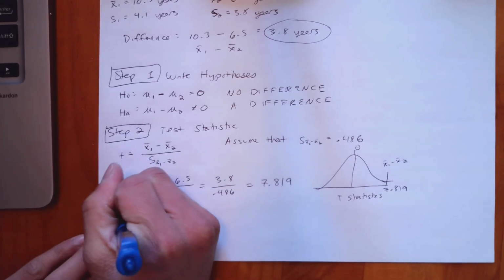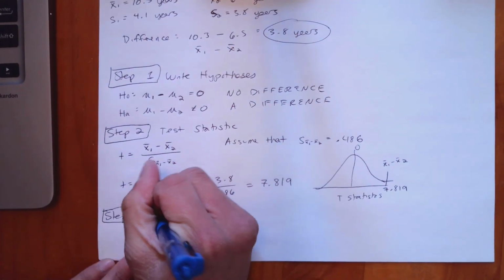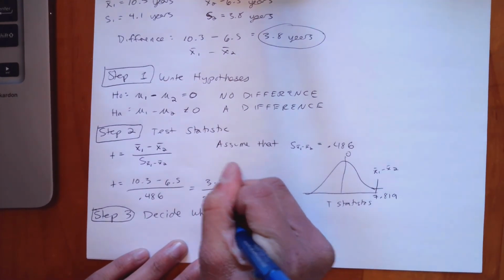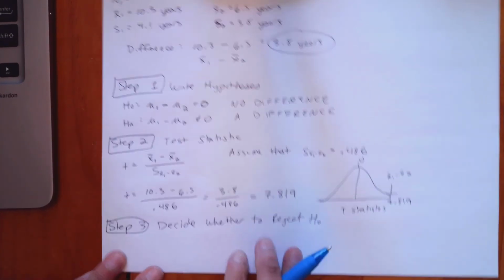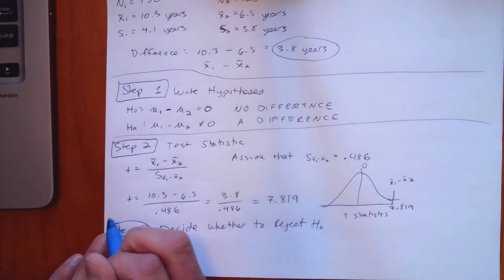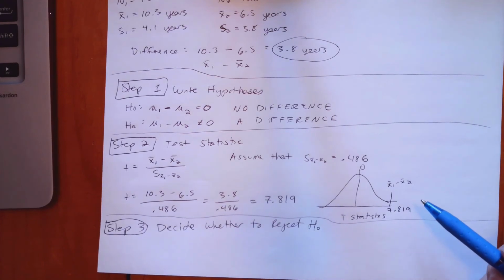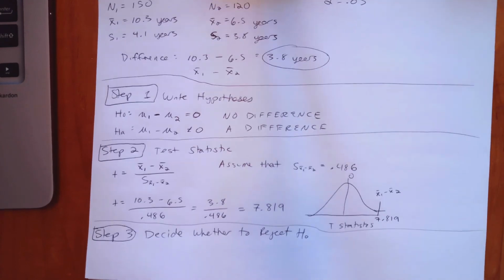Alright, so with step 3, you then decide whether to reject the null hypothesis. Again, our question that we're going to be answering in step 3 here is whether this difference in sample means that we found is in that 5%, because we're working with an alpha level of 0.05, that 5% of least likely differences that you'd get if the null hypothesis were true and the judges were giving out the same sentences on average.